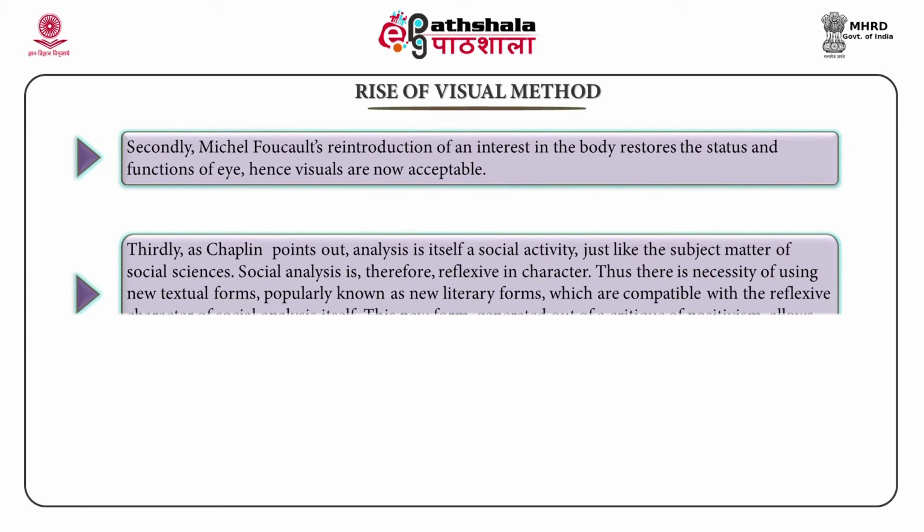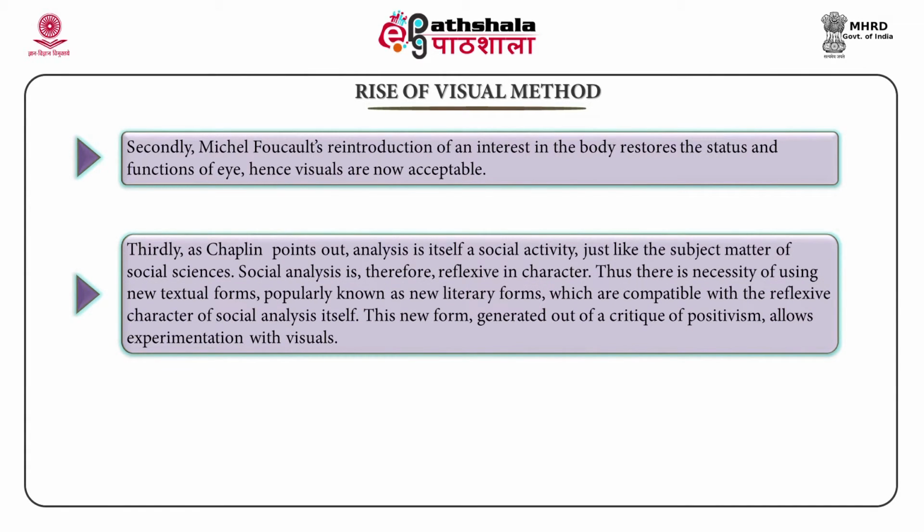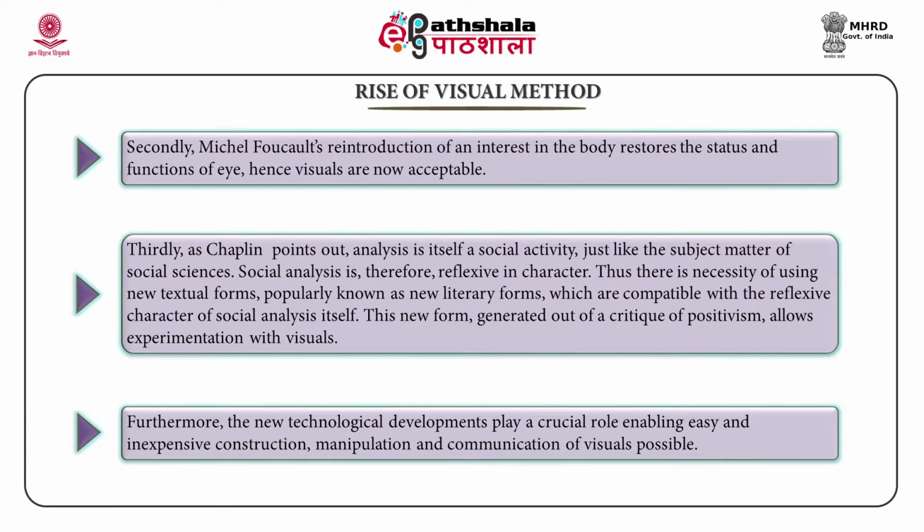Thirdly, as Chaplin points out, analysis itself is a social activity, just like the subject matter of social sciences. Social analysis is therefore reflexive in character. Thus, there is a necessity of using new textual forms, popularly known as new literary forms, which are compatible with the reflexive character of social analysis itself. This new form, generated out of a critique of positivism, allows experimentation with visuals. Furthermore, the new technological developments play a crucial role, making easy and inexpensive construction, manipulation and communication of visuals possible.